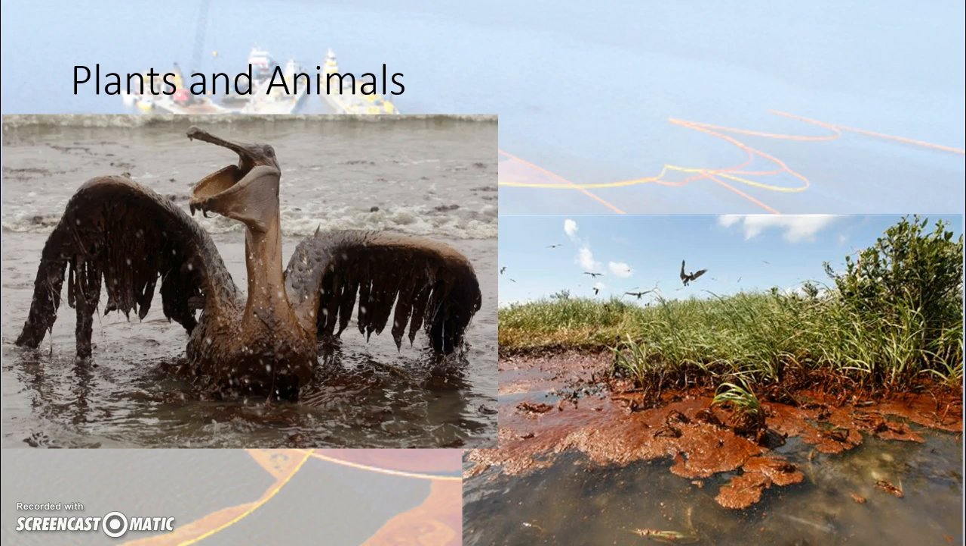As far as animals, things like marine birds, the pelican on the left, whose feathers are purposed to disperse water and keep the birds warm, are ruined, and the birds often lose the ability to fly and thus lose any hunting abilities as well. They also commonly digest this oil, which can serve as a poison for their body.